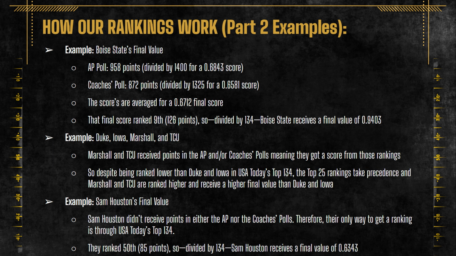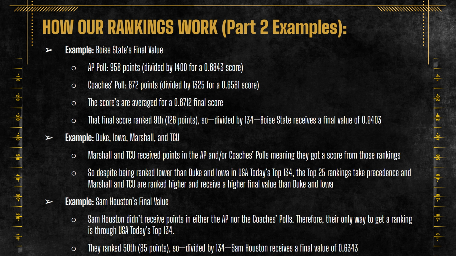Here's a second example where there's a little bit of overlapping between the AP, coaches and the Top 134 poll: Duke, Iowa, Marshall, and TCU. The latter 2 received votes in the AP and coaches poll, meaning they got a score from those rankings. So despite being ranked lower than Duke and Iowa in the Top 134, I'm going to say that the Top 25 rankings take precedence, and that they'll be ranked higher and receive a higher final value than Duke and Iowa.